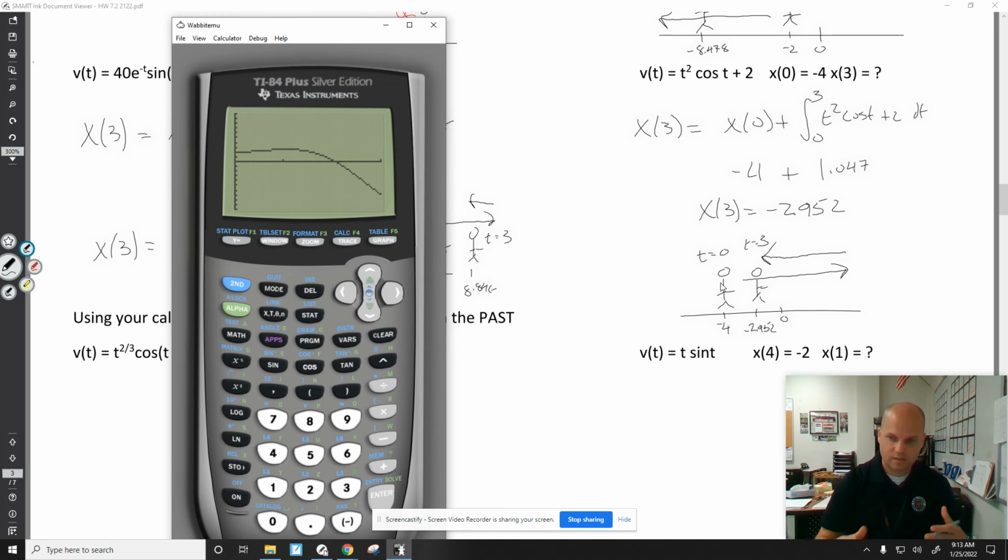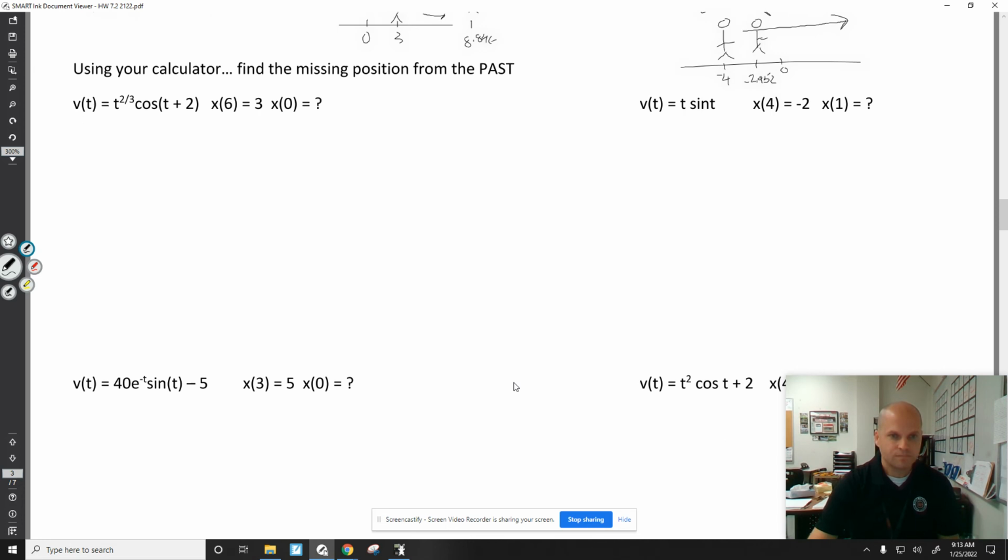You can think of this as my position graph. My position's increasing, then decreasing. Where do I end up? Now, what if I ask you for a missing position from the past? What if I say, hey, I know my position at time 6. What was my initial position at time 0? Well, I do this a little bit differently depending on the situation. We have options.